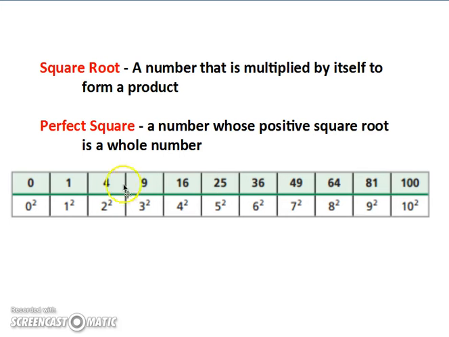So if you look at the table below, 1 squared is 1, 2 squared is 4, 4 is a perfect square. 3 squared is 9, 9 is a perfect square. 16 is a perfect square. 25 is a perfect square. 36, 49, 64, 81, 100. I would make sure you add these to your notes. It's a nice reference to have.